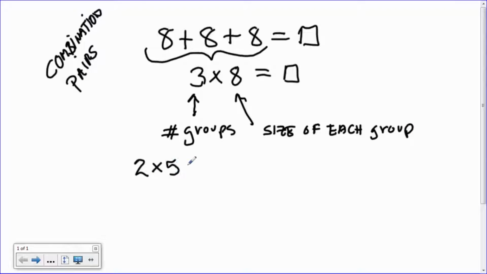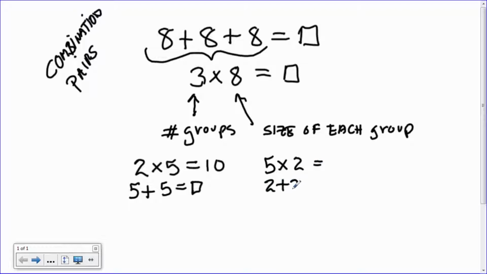2 times 5, because we know that if we have 2 groups of size 5, and this of course is equivalent to 5 plus 5, we know that's going to be 10. That's a friendly number. It could be 5 times 2. And 5 times 2 means I have 5 groups each of size 2.